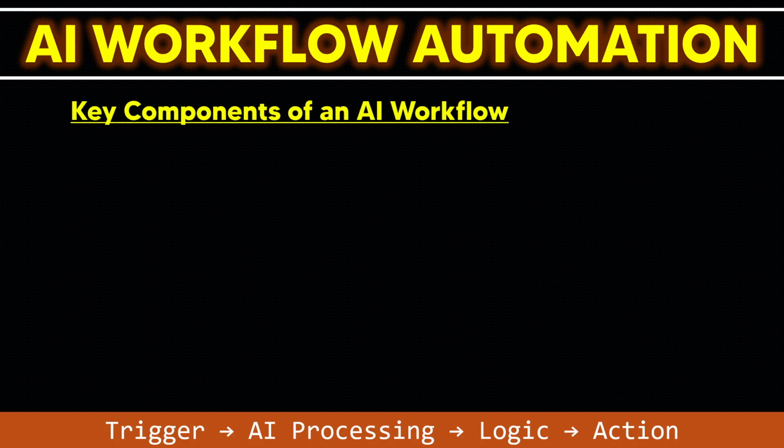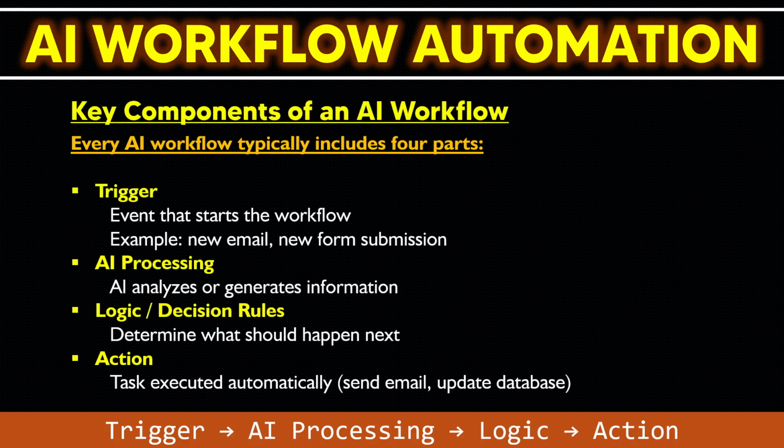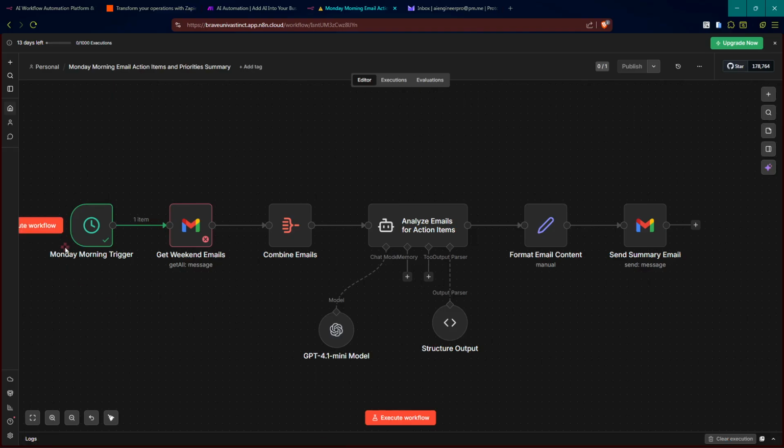And there are 4 steps to actually create an AI workflow automation. These are the key components. Every AI workflow typically includes 4 parts, or 4 steps. The first one is the trigger. The trigger is just the event that starts the workflow. We are going to see that in action in this case. So I have this example here.